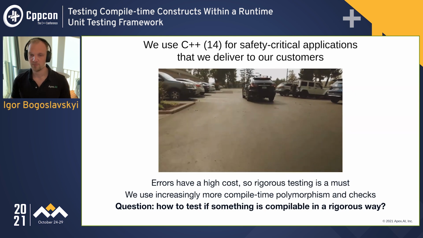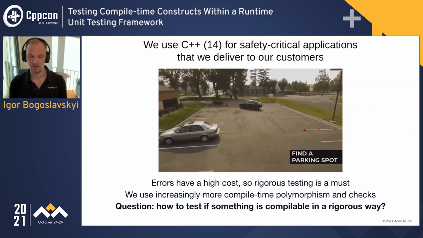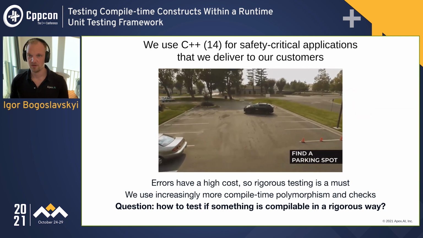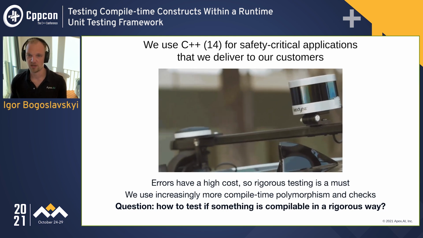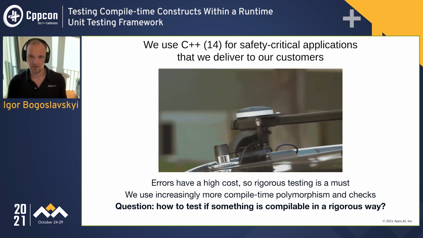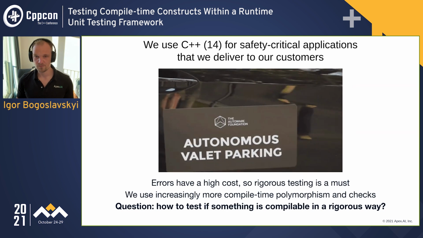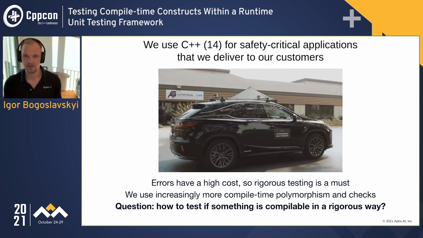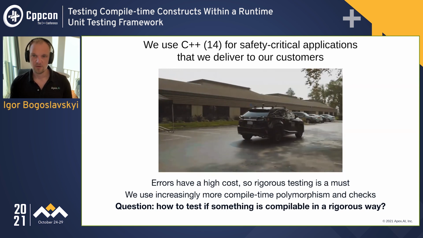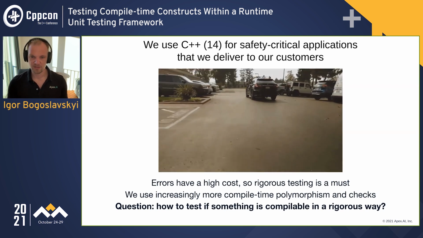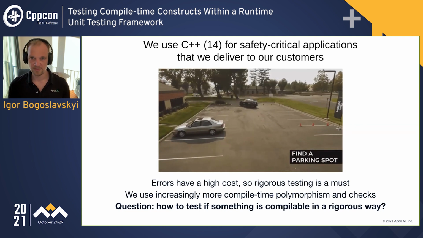With the modern C++, we use more and more compile time polymorphism and checks as opposed to runtime. And as far as I know, there is at this point no way to check if something is compilable or not. It either compiles for you or it doesn't. So basically, the question of this talk is how does one test if something is compilable in a more or less rigorous way? That's kind of the gist of what I'm going to be talking about, and I will start with a decently simple example.